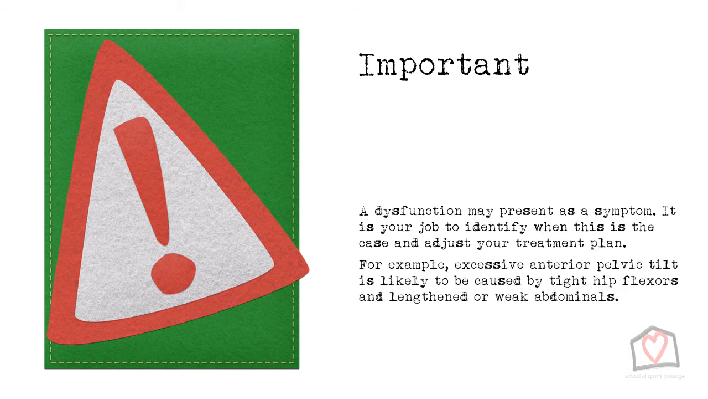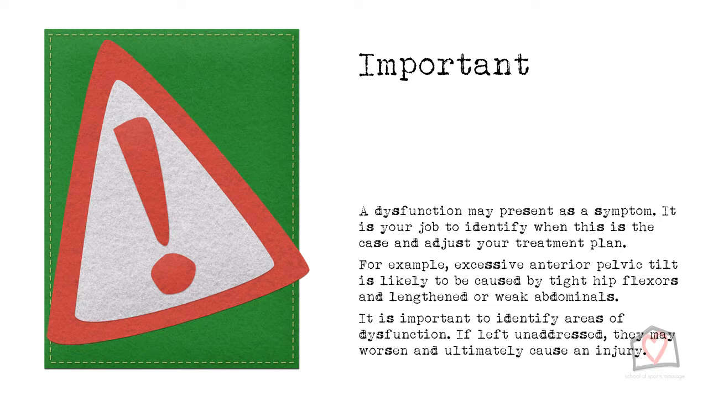For example, if someone is presenting with excessive anterior pelvic tilt, i.e. when the front of the pelvis is relatively lowered, this will be a dysfunction, but the cause is likely to be tight hip flexors and lengthened or weak abdominals.